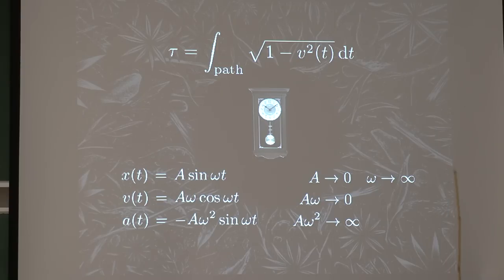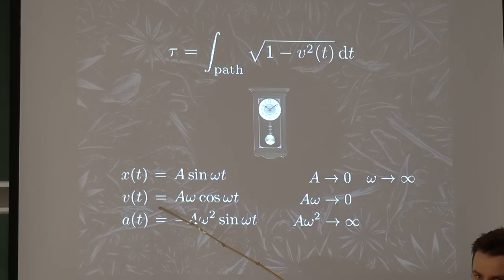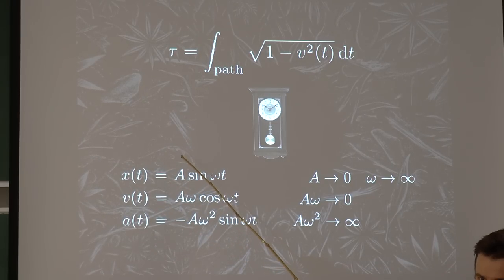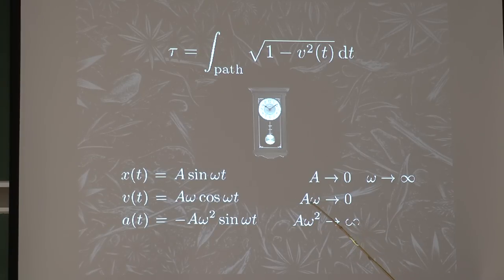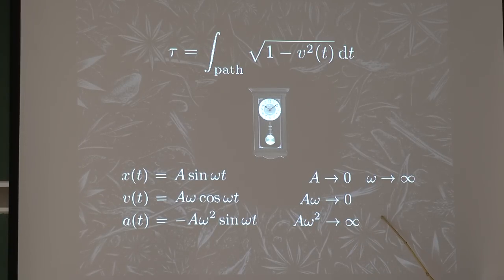And I can consider the following non-relativistic limit of that motion, where amplitude goes to zero, but frequency goes to infinity, in such a way that the product goes to zero, which means that both position and velocity go to zero. So the clock is technically resting, but I can take the limit in such a way that a times omega squared goes to infinity. I can always find a transition like that. It doesn't have to be infinity, I can make it sufficiently large, that's enough for me. In that case, position is strictly zero, velocity is strictly zero, acceleration is singular. It's oscillating very fast with very, very high amplitude.